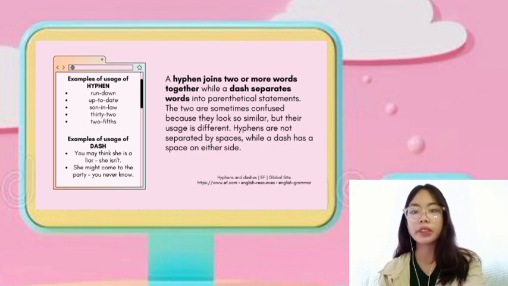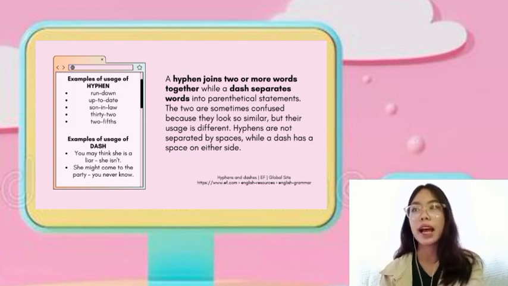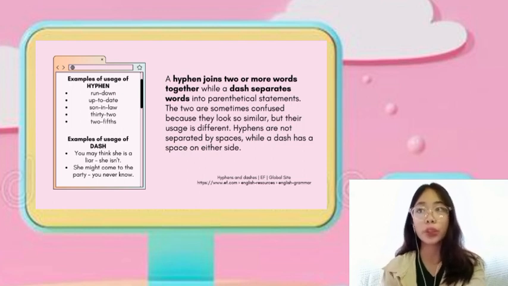In these examples, each single word has its own meaning, but when joined together through the punctuation hyphen, it creates a whole new meaning.